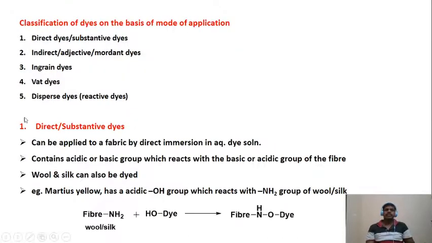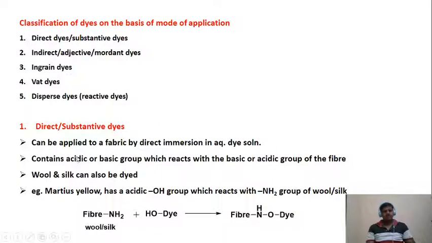The next classification of dyes is on the basis of their mode of application. And yes, we have seen the structure. Now, on the basis of the mode of application, there are 5 types. One is direct dyes or substantive dyes. Second is indirect or mordant dyes. Third is ingrain dyes. Fourth is vat dyes, and fifth is disperse dyes or reactive dyes.